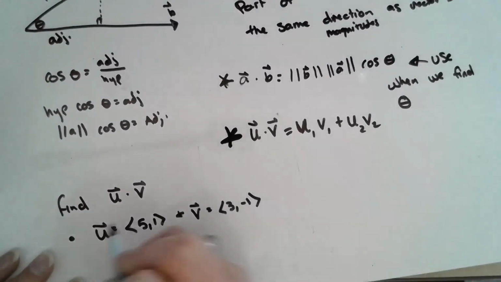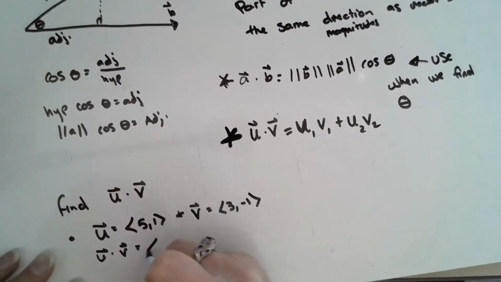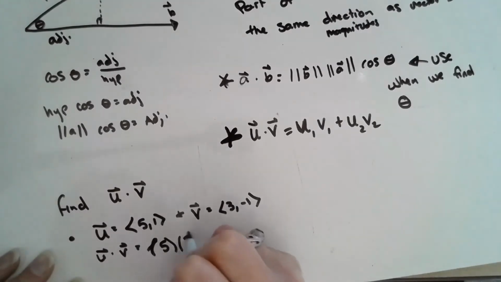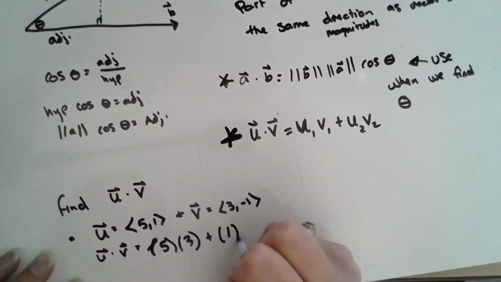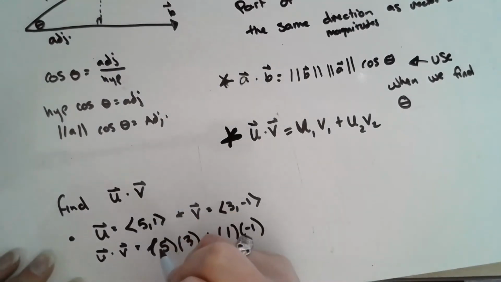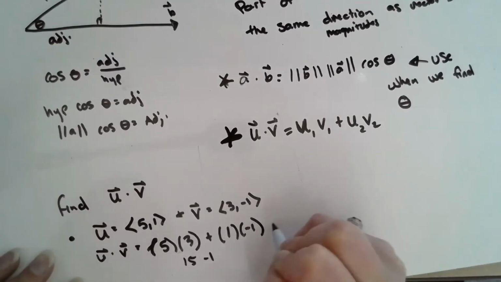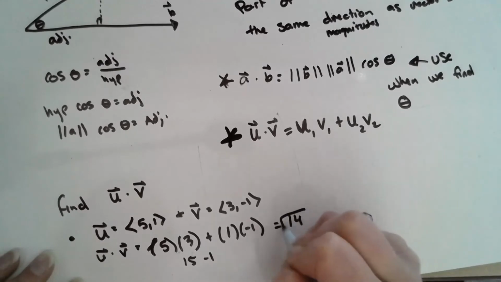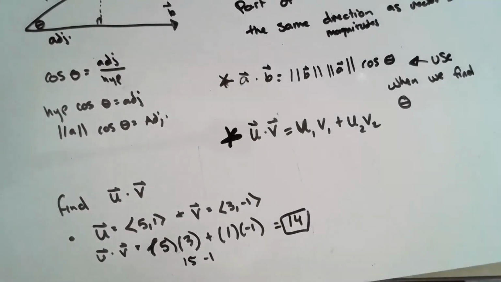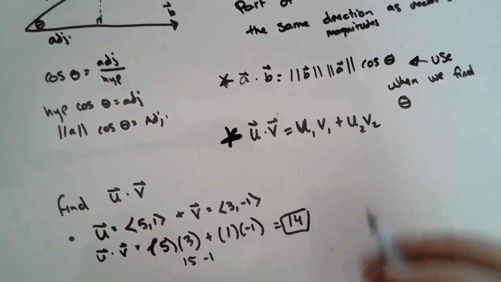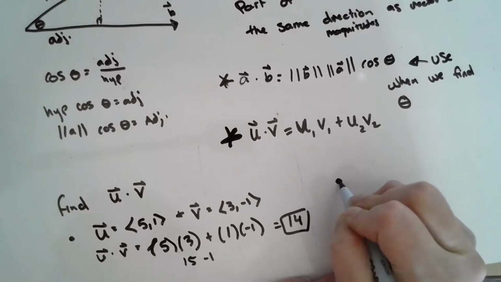Okay, so if I did a dot product of those two, that's going to be 5 times 3 plus 1 times negative 1. So that would give me 15 minus 1. So that is simply a dot product of 14, meaning their combined magnitudes basically in the same direction would be 14. Okay, let's do another one.